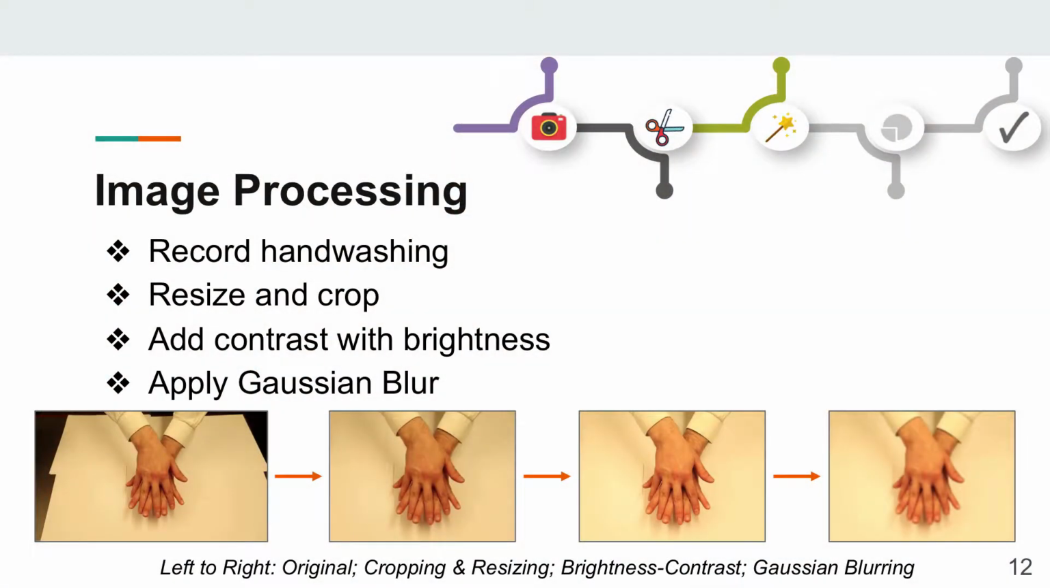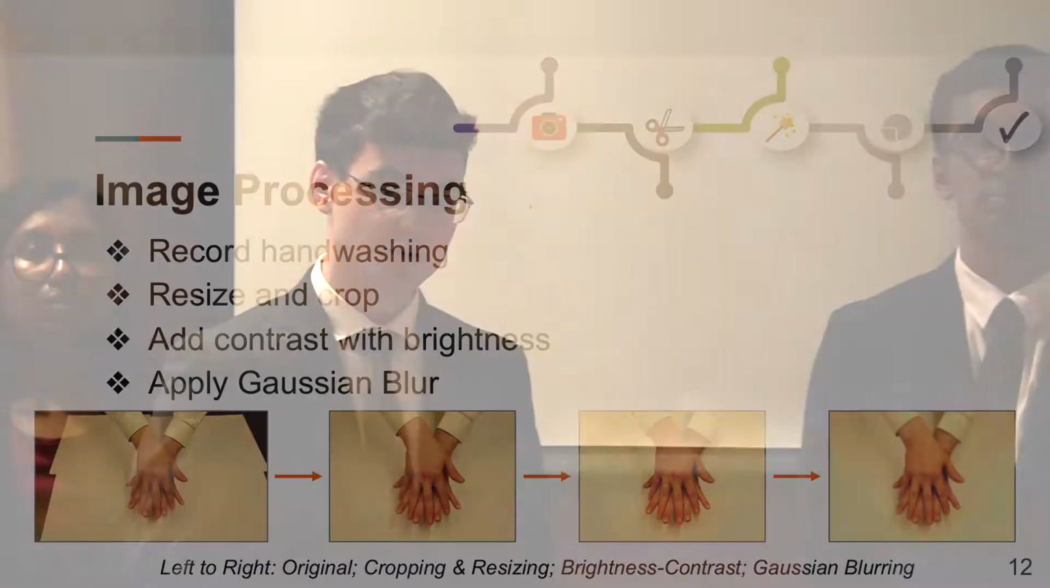The image processing pipeline begins with recording hand-washing data as images. These images are then resized and cropped so that they match the exact dimensions of the data we used in training the model. And then contrast with brightness is applied so that the hands can be more easily distinguished from their background. Finally, a Gaussian blur is applied. A Gaussian blur is a function that reduces noise in the images by blurring the colors of adjacent pixels. This facilitates segmentation in our next step.